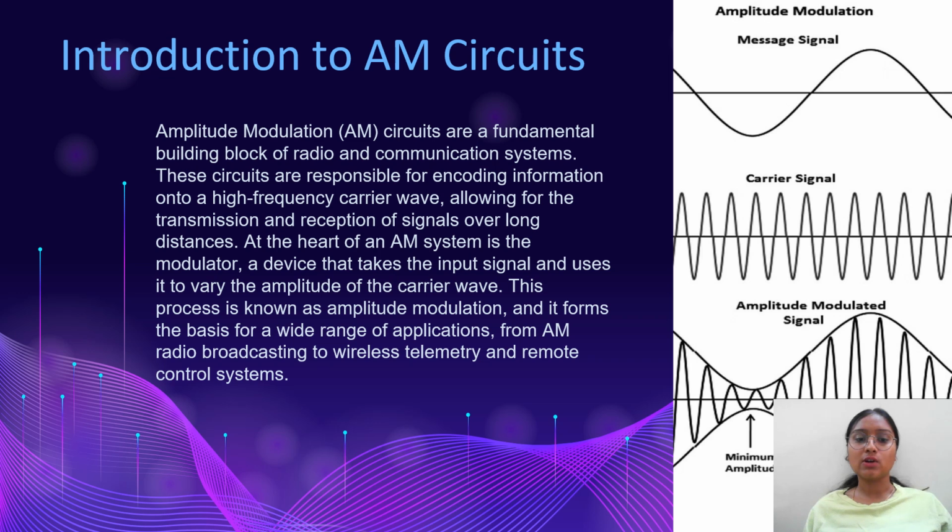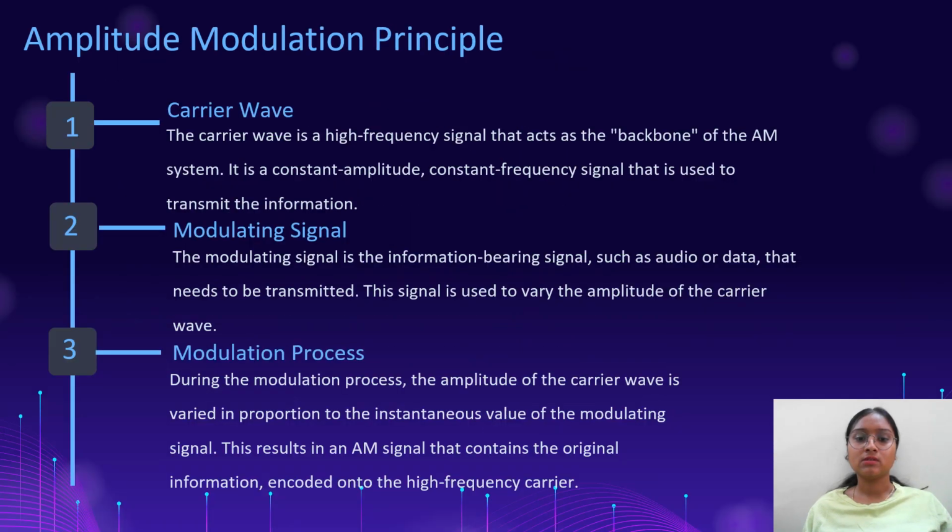This process is known as amplitude modulation, and it forms the basis for a wide range of applications, from AM radio broadcasting to wireless telemetry and remote control systems. Amplitude modulation principle. First one, carrier wave.